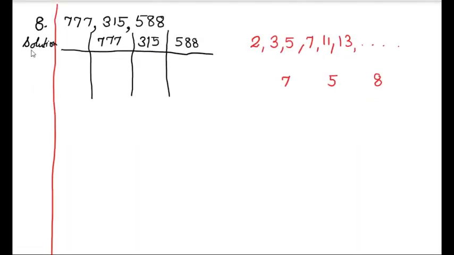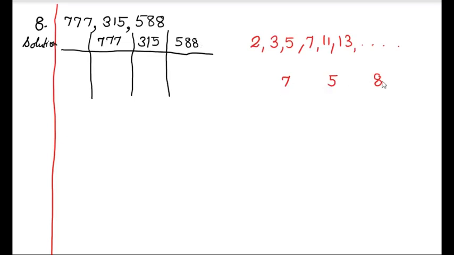Let us now begin with sum number 8. So I have selected this sum. So the sum is 777, 315 and 588. Yes. So we are going to find the HCF of these three numbers. So children, if you see the units place of these three numbers, we have 7, 5 and 8. So I have written it here. Can you see?